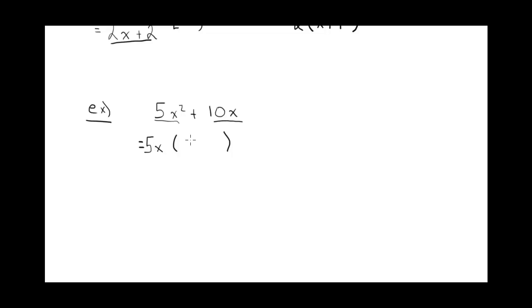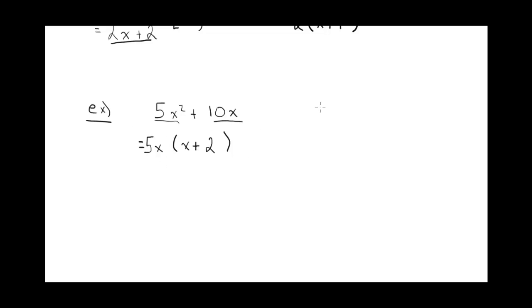Now the first term in the bracket will be 5x times what gives you 5x squared? That would just be x. 5x times x is 5x squared. Plus 5x times what gives us 10x? That would be 2. 5x times 2 is 10x. So this is an example of factoring. We've common factored this to get this.